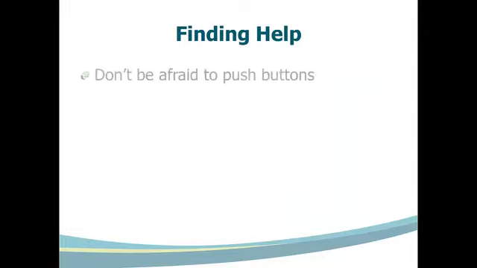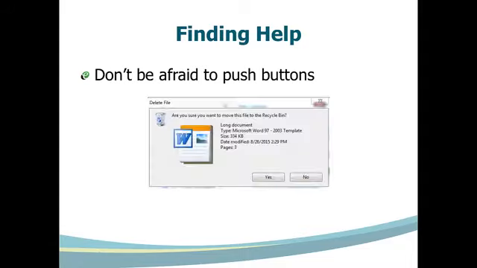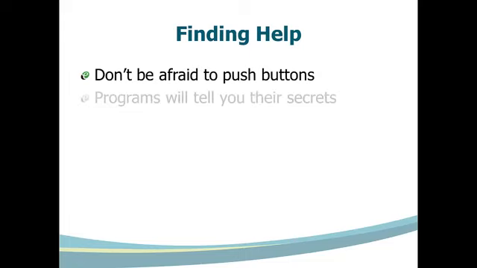Don't be afraid to click on buttons and menu items to see what they do. Remember, you can usually use the Control-Z undo action if you make an error. In most cases, if you're going to delete something in error, you will get a warning box. If you click buttons and notification boxes open, be sure to read them before clicking OK. In general, programs will tell you their secrets.